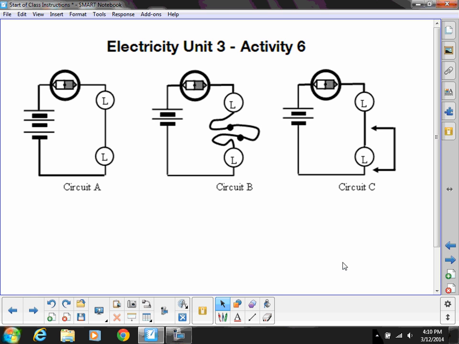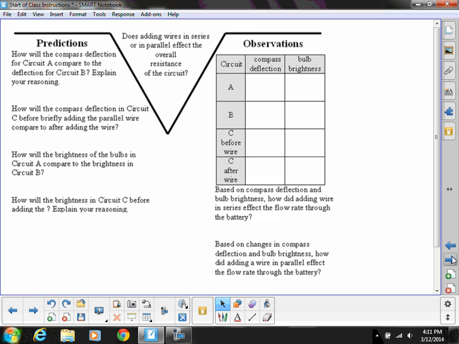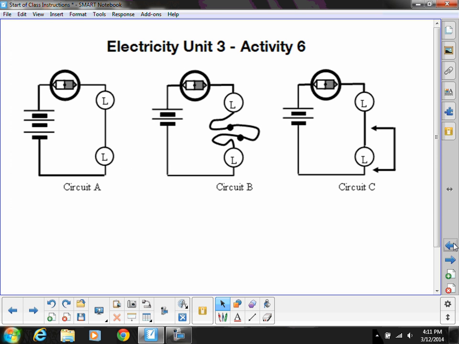Okay, if you have your copy of Activity 6, then you should be looking at these 3 circuit diagrams. We have circuit A, B, and C again. Our focus question for this activity, which we'll jump ahead here for a second: does adding wires in series or in parallel affect the overall resistance of the circuit? Well, so far in talking about circuits and resistance, we have been looking at the wires as not having much resistance. But in reality, because the electrical charge has to move through these wires, it is very possible that they could be having an effect on the resistance of the circuit.